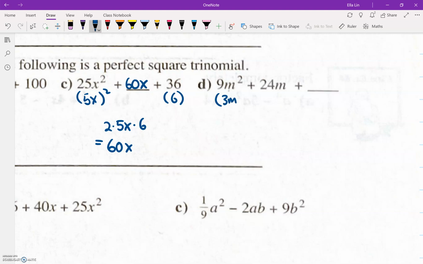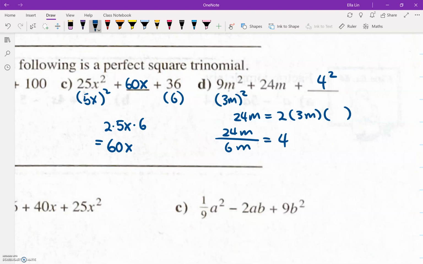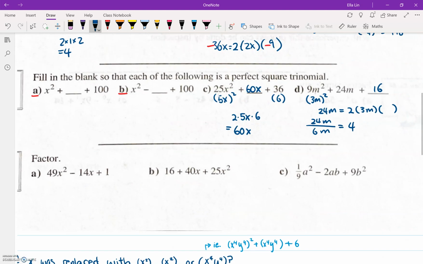First term here is 3m squared. Alright, so I know that 24m equals 2 times 3m times something. So 24m divided by 6m then gives me 4. So my last number is 4 to the power of 2. In other words, I can write 16. And that will give me a perfect square trinomial.